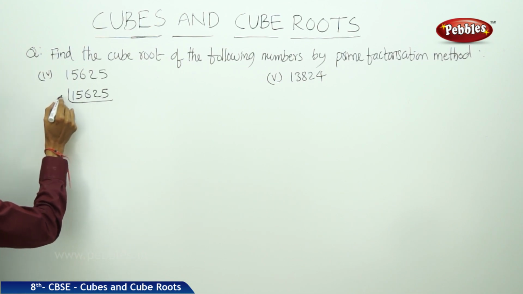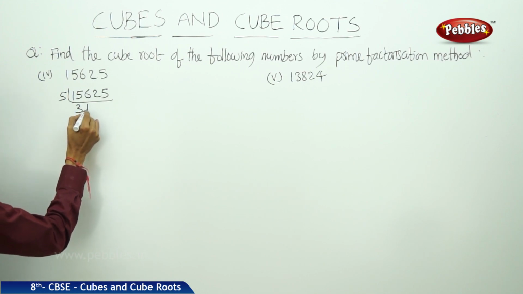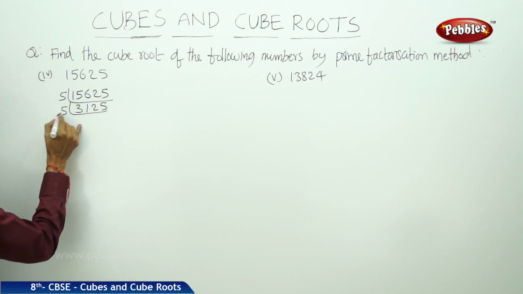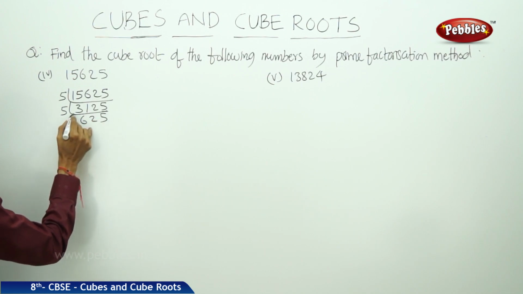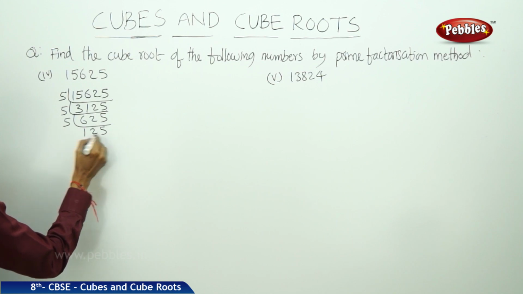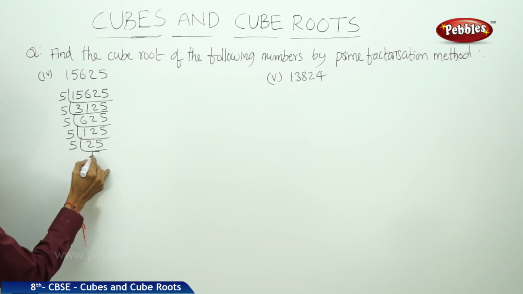So it is divisible by 5. 5 3s are 15, 5 1s are 5, 5 2s are 10, 5 5s are 25, 5 6s are 30. 5 2s are 10, 5 5s are 25. So the 5 table: 5 1s are 5, 5 2s are 10, 5 5s are 25. Next 5 25s are, 5 5s are.